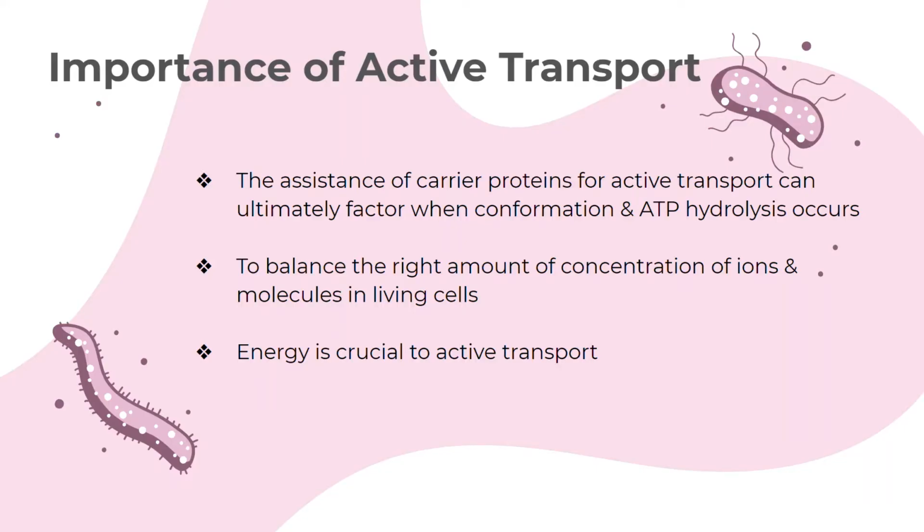After exploring the process of both primary and secondary active transport, it is also pivotal to understand the importance of active transport itself. The assistance of carrier proteins for active transport can ultimately factor in when conformation in ATP hydrolysis occurs, and it is also important to balance the right amount of concentration of ions and molecules in living cells, as well as energy, for it is a main source.